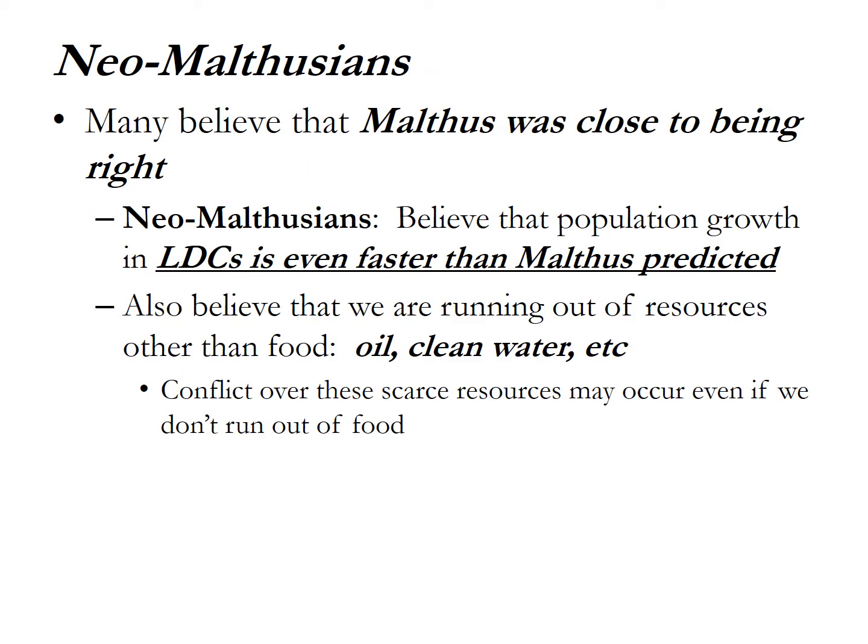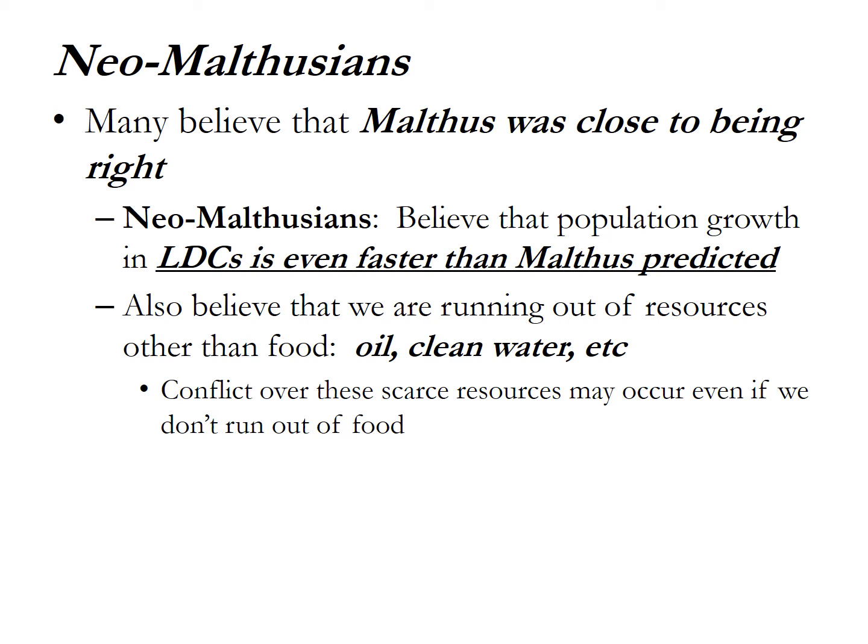Now, the third group of people we have to talk about are the neo-Malthusians. Now, neo in front of a word generally means new. So these are like the new Malthusians. And they're like, yeah, Malthus was close to being right. Now, it's not food that's the problem, right? What they say is that population growth in LDCs, the developing world, is even faster than Malthus predicted. And that's true because we know that's where the population growth is happening. We know that's where we see total fertility rates in the 3s, 4s, 5s, 6s, or even 7s.